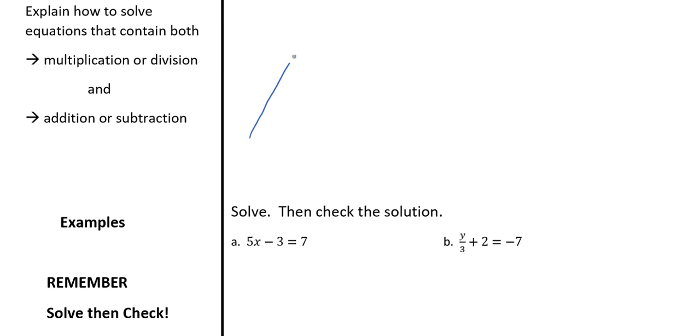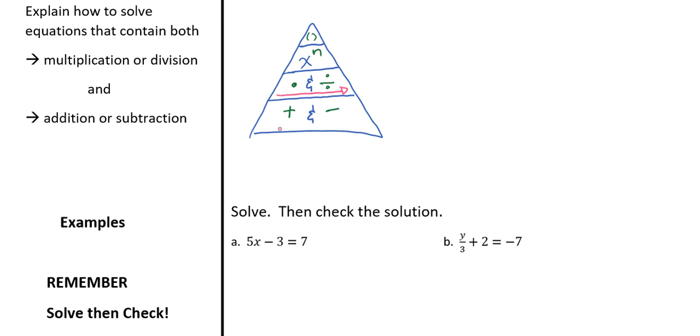So if we think of the order of operations, we have parentheses or grouping symbols. We have exponents. We have multiplication and division, and here it moves from left to right, meaning whatever we see on the left-hand side of our equation. Finally, we have addition and subtraction, and again, that's moving from left to right.